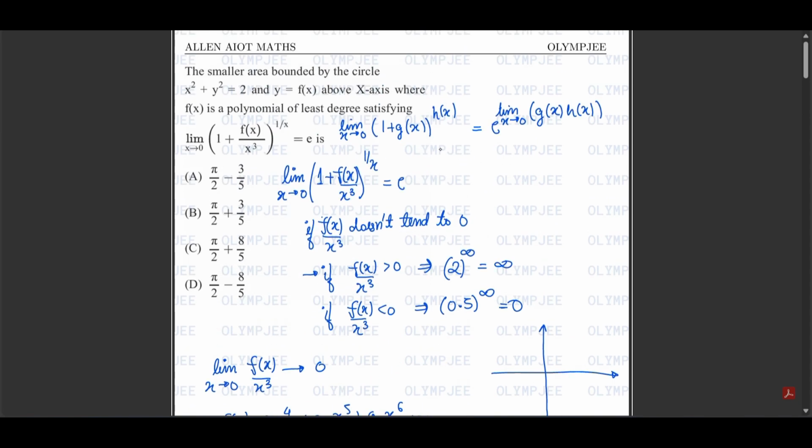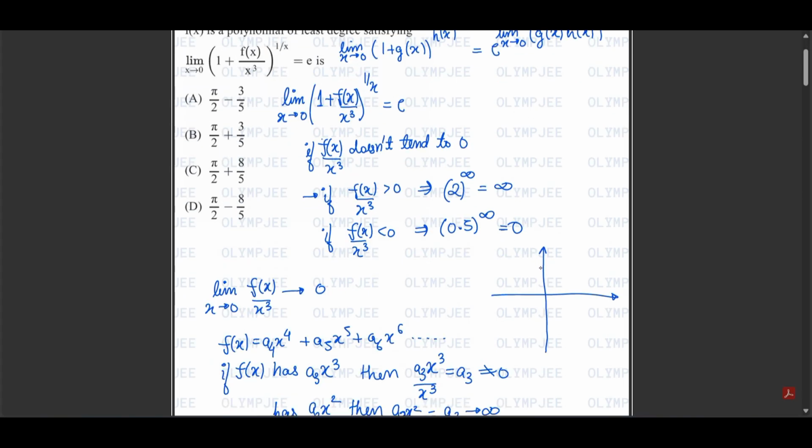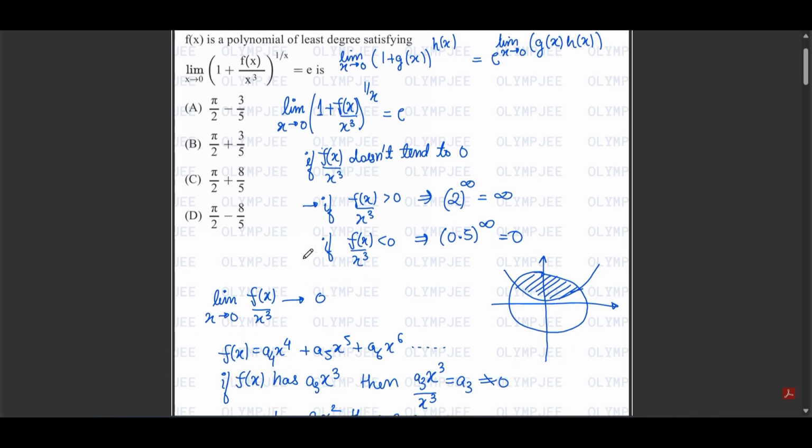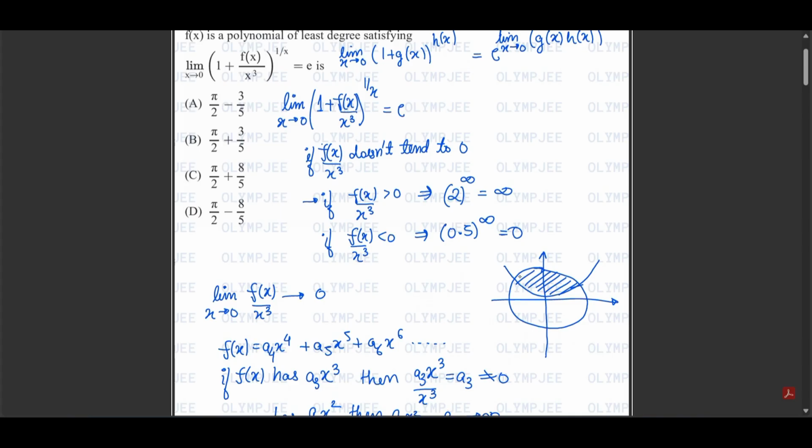x² + y² = 2 is a circle with radius root 2 and centered at origin. And x raised to the power 4 is something like this. And we need to find the smaller area above the x-axis. So this we need to find, right? Because this is a smaller area bounded by this function and the circle.